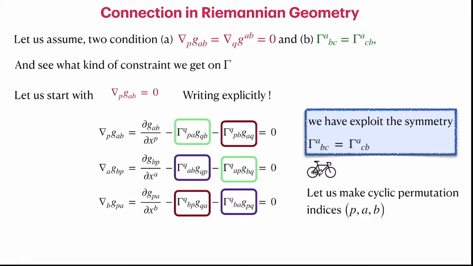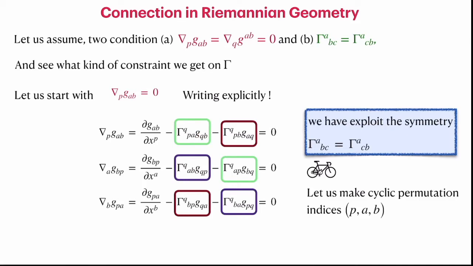First, the upper index of gamma is Q, which is a dummy index. We don't have to worry about it. The lower indices of gamma are P and A in this case. In the other case, it is A and P. So once we assume they are symmetric, it is the same. The metric indices here are QB and BQ. So the metric is symmetric and these two are the same.